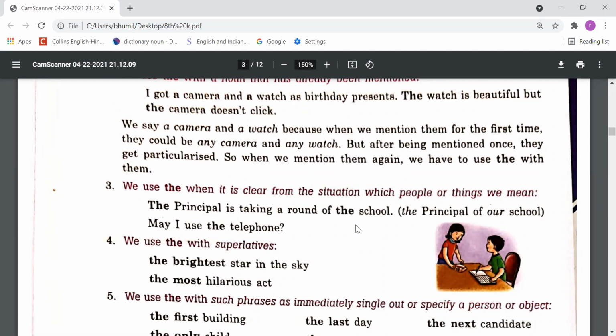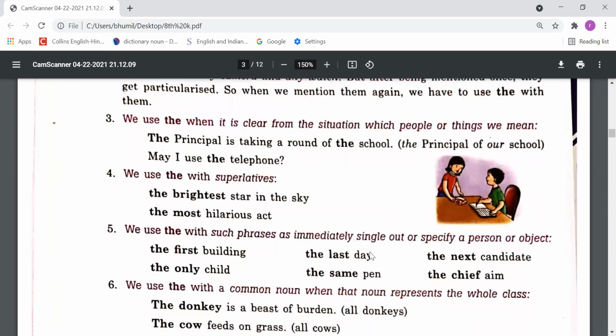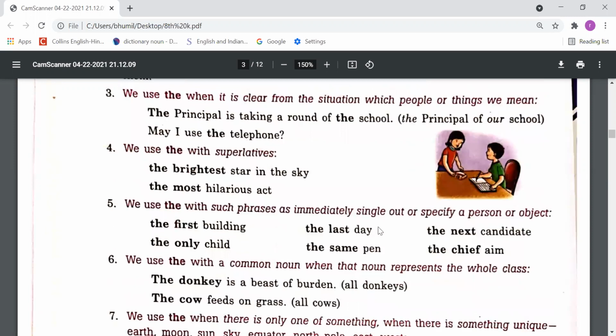Next, we use "the" with such phrases as immediately single out and specify a person or object: the first building, the last day, the next candidate, the only child, the same pen, the chief aim. With all these things we need to use the article, like when we talk about the first class, the second class, the last class, the same pen, because those things are definite. With all these things we should use the article.